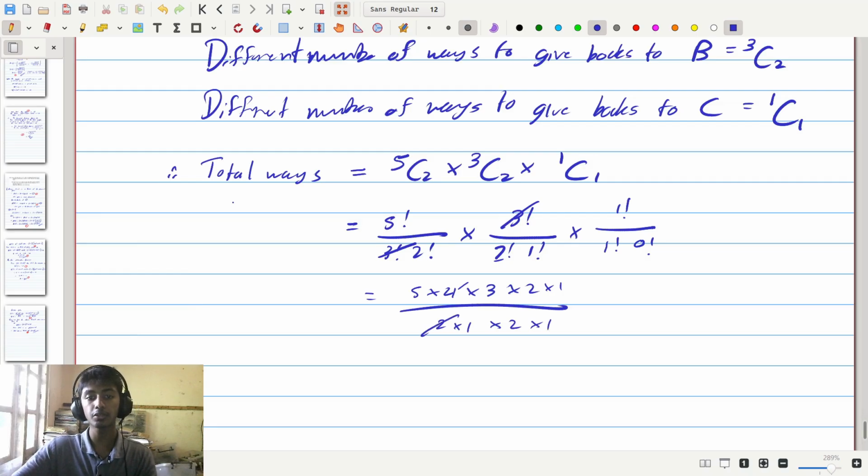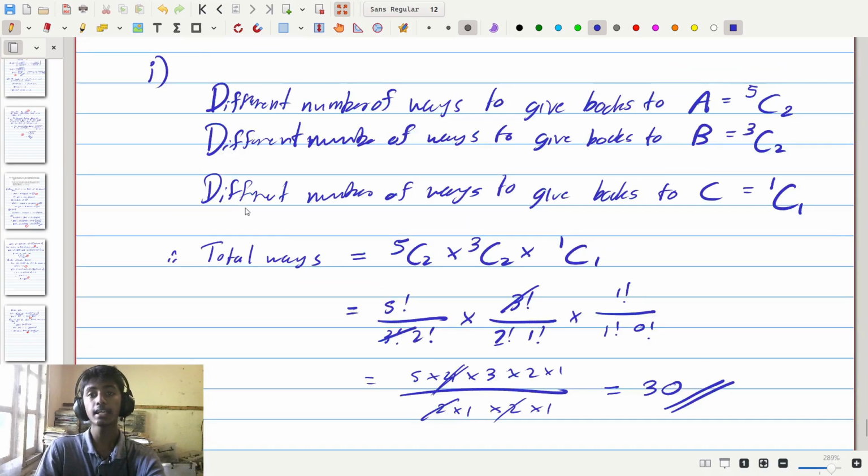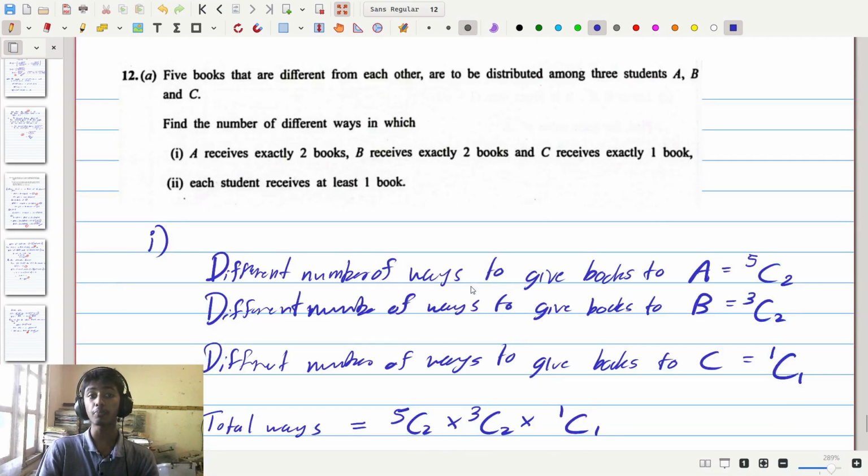So this is going to cancel to this. We can also cancel this 2 for this as well, leaving us with just 5 times 3 times 2 as our answer, which if we simplify is going to be 5 times 2 is going to be 10 times 3 is going to be 30. So we have 30 total ways in order to give each of these books such that A receives 2 total books, B receives 2 total books, and C receives exactly 1 book. So A receives 2 books, B receives 2 books, and C receives 1 book. So this is going to be the answer for the first part of the question.